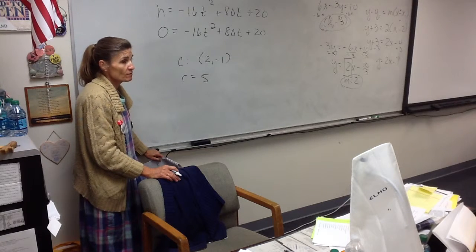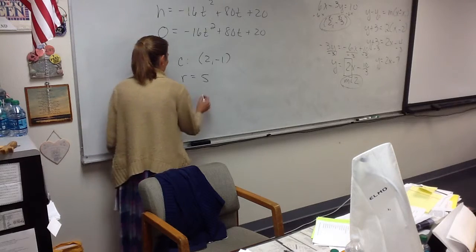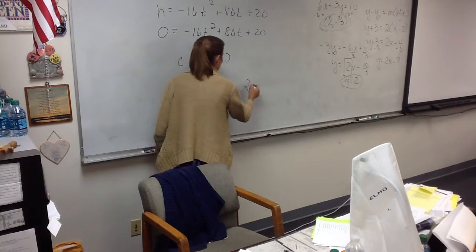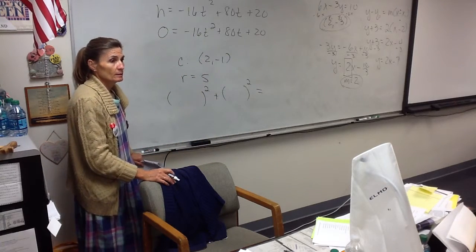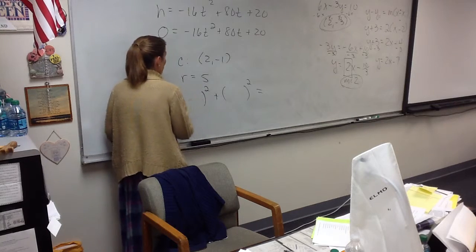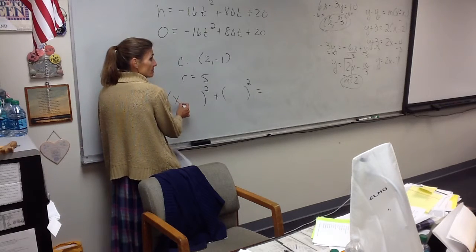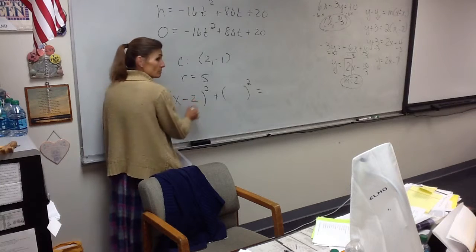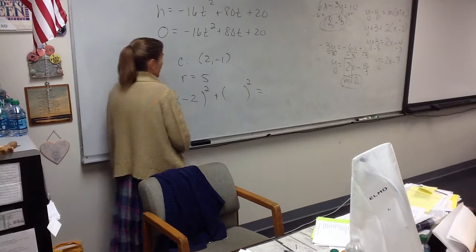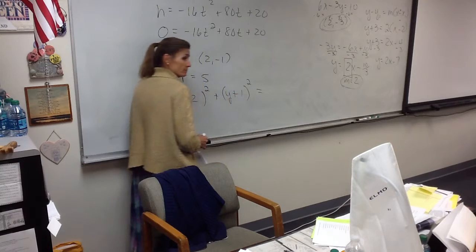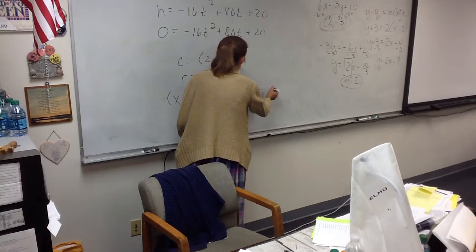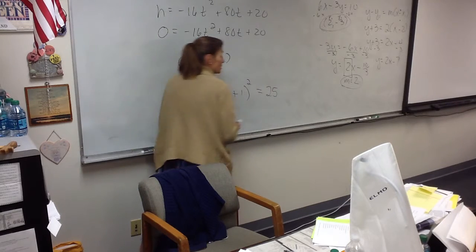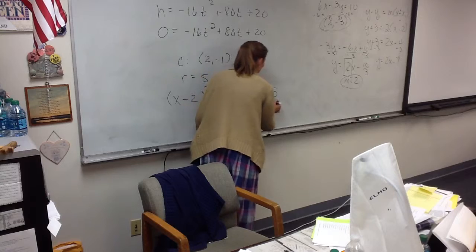How do we write the equation of a circle? What does that even look like? Remember, it's something squared plus something squared equals something. Remember, that's the equation of a circle. First parentheses is going to be x minus 2, and y plus 1, equal to, not 5 squared, so equals 25. This is always r squared.